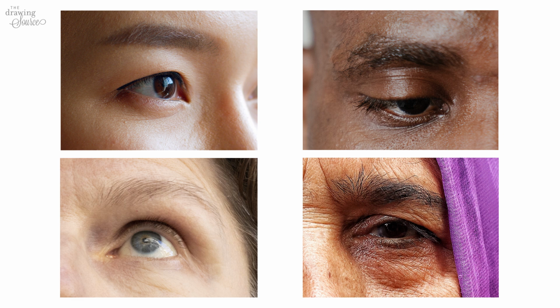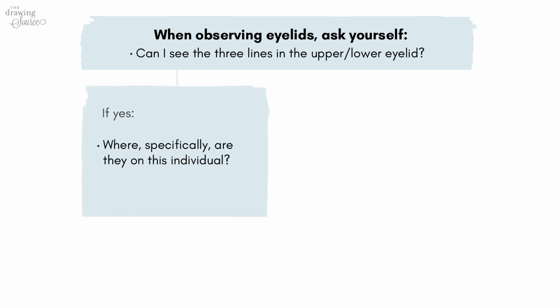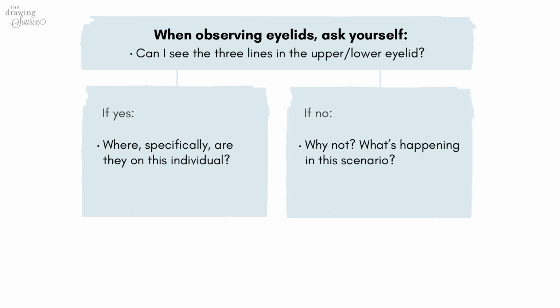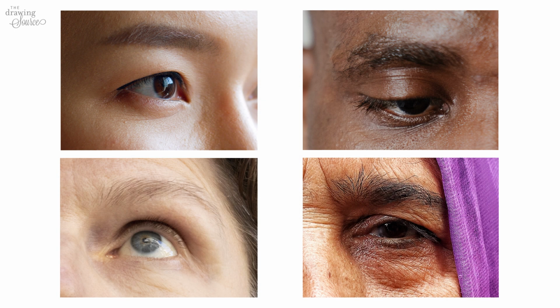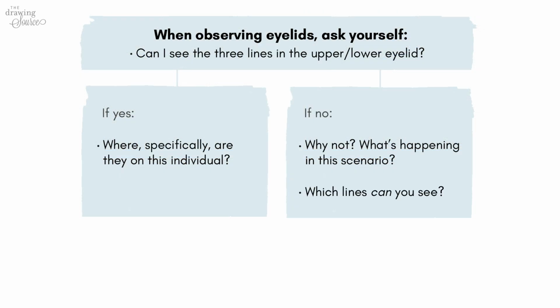So we want to use these 3 lines as a starting point to help us find the planes of the eyelids. When observing an eye, ask yourself, can I see the 3 lines in the upper eyelid? If yes, where specifically are they on this individual? If you cannot see all 3 lines, why not? What's happening in this scenario? For example, the head might be tilted up or down, obscuring one of the planes. Which lines can you see?